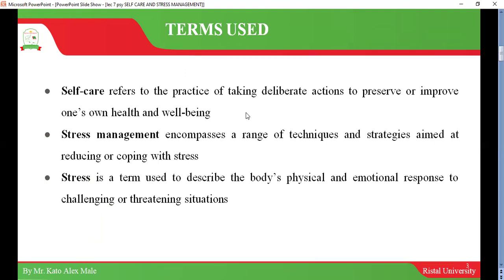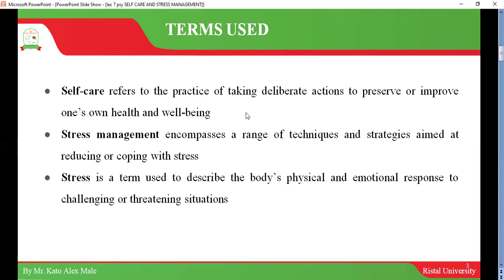Okay, to start with the terms, self-care refers to the practice of taking deliberate actions to preserve and improve one's health and well-being. In other words, you, the individual, these are some of the things you do to improve your own health, to maintain your health first and then to improve it. You get it? In other words, you're trying to prevent any harms that might come upon your body, that might come upon your health.